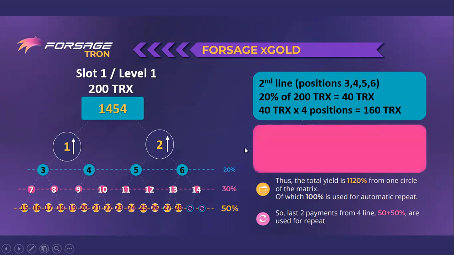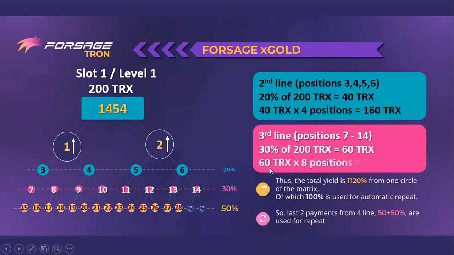Now let's go to the third line, which are positions 7 to 14. It says here that I will earn 30% of the slot cost. So 30% of 200 Tronics is 60 Tronics. And there are 8 positions. 60 Tronics times 8 positions equals 480 Tronics. So for the third line, I would earn 480 Tronics.